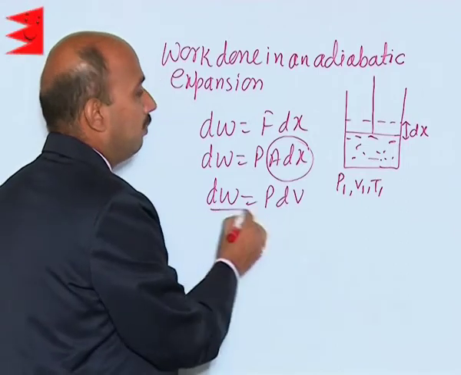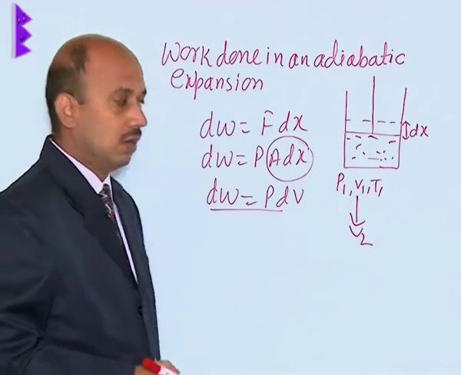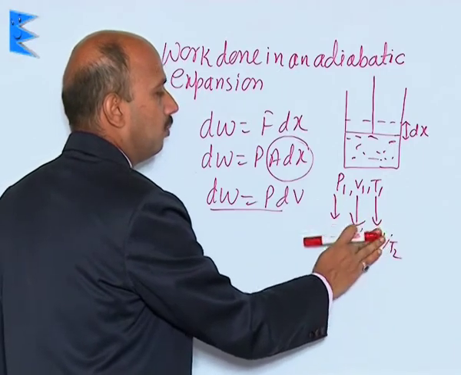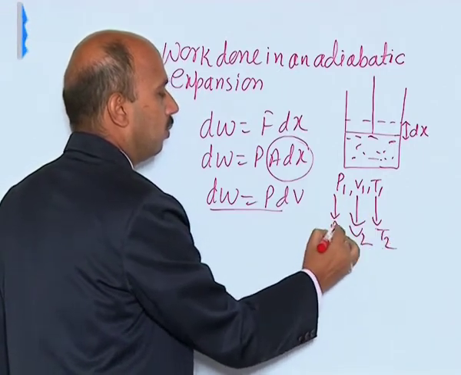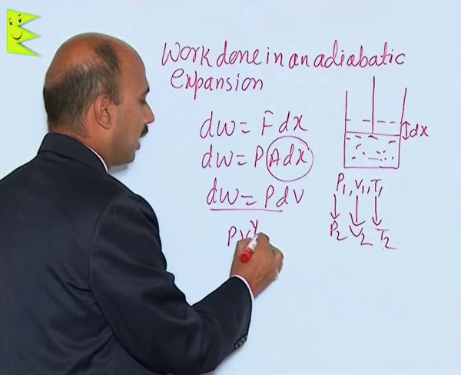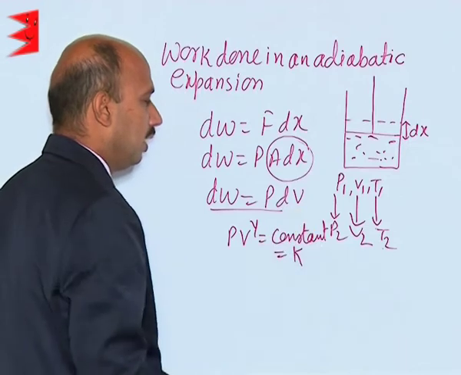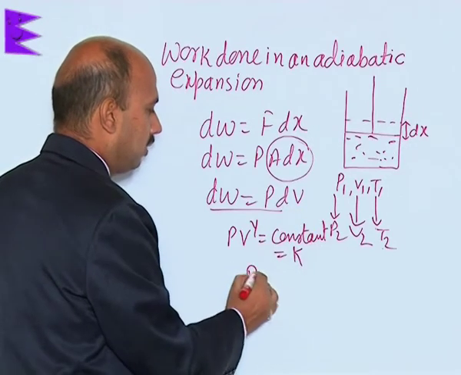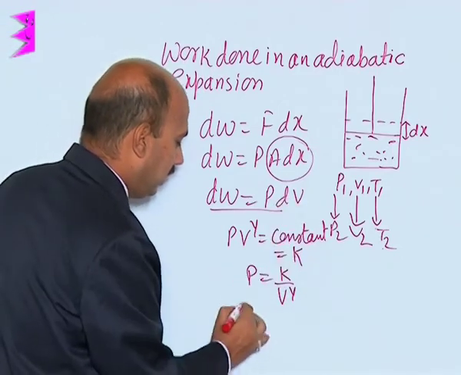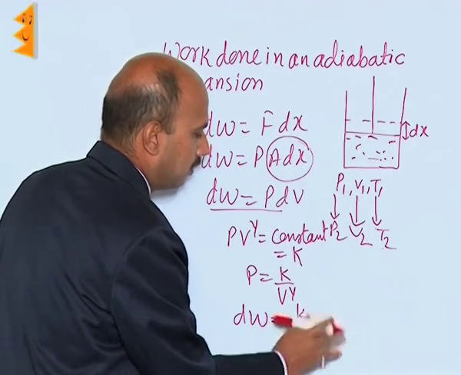Now, if you want to calculate the total work done, the volume is changing from V1 to V2, the temperature is also changing from T1 to T2 and the pressure is changing from P1 to P2. These are the parameters. Now, for the work done, we know PV raised to power gamma is equal to some constant K. So, we can write P is equal to K upon V raised to power gamma. So, we will get dW is equal to K upon V raised to power gamma into dV.